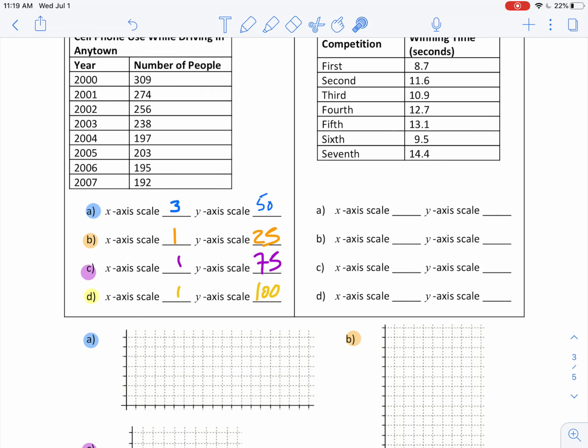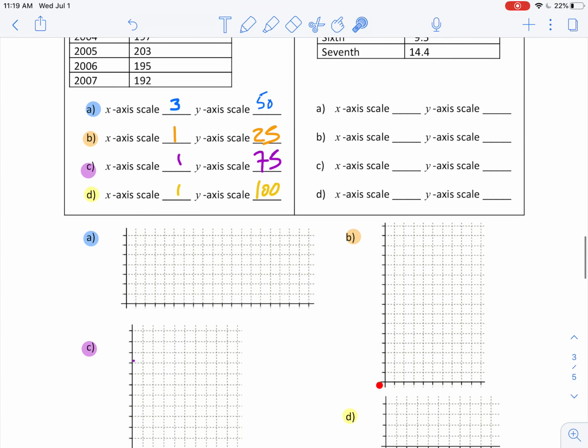For grid B, which would be over here, a little bit of a different story. My x-axis is pretty short, but my y-axis is long. So I can actually get away with an x-axis scale of 1. So every line is one of those years. And then for the y-axis scale, every increment could be 25. That way we would use the majority of this grid in an appropriate way.